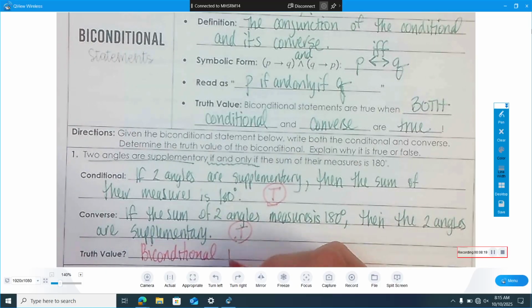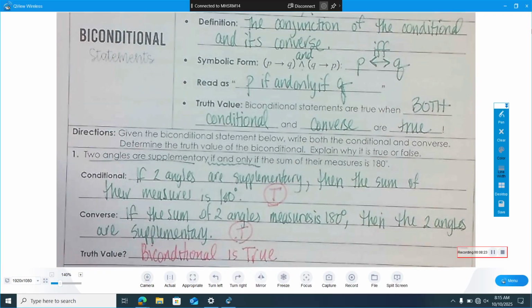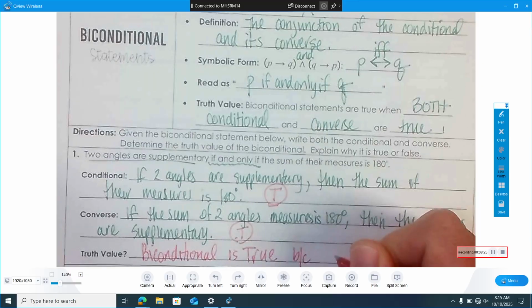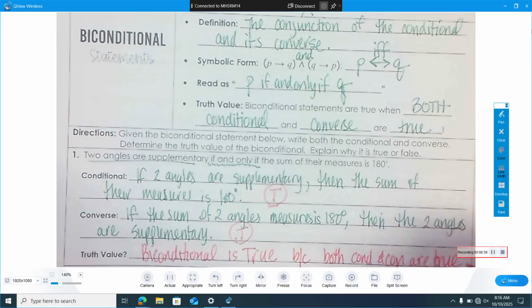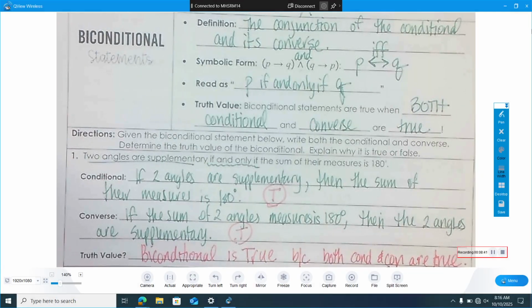Biconditional. Biconditional is true because both conditional and converse are true. You can abbreviate that. I put cond and con. Conditional and converse are true.